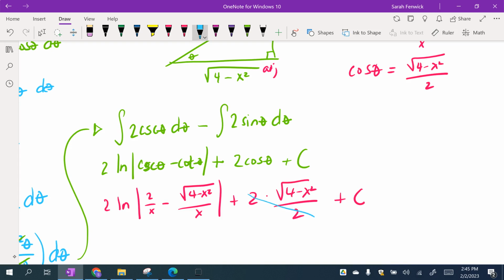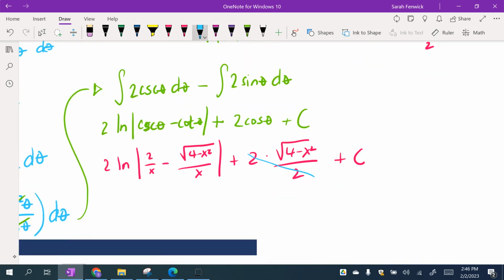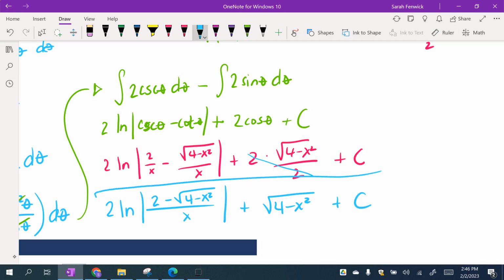These 2's are going to cancel, and that's really my answer now. There's not a lot. You could get a common denominator, you could put that together, but there's really no need. So if I wanted to, I could write it as 2 minus square root of 4 minus x squared over x plus square root of 4 minus x squared. Final answer.